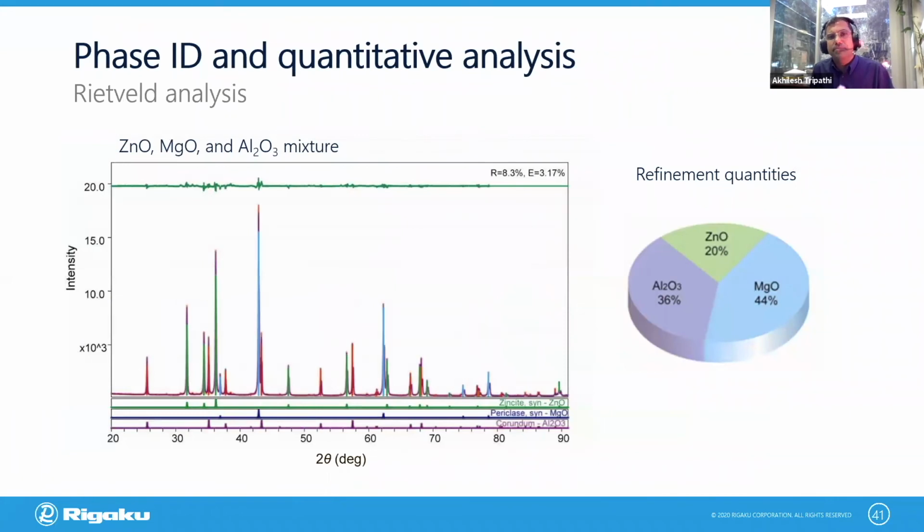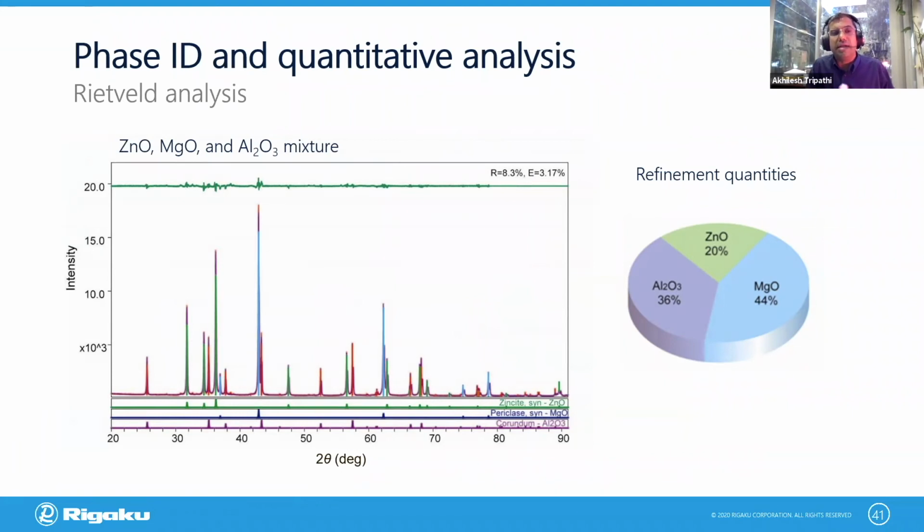So phase ID is quite straightforward these days, as long as you don't have 15 or 20 phases. I'll try to show that in an example today. So this is a mixture of zinc oxide, magnesium oxide, and alumina. Could put it in the case of ceramic type material, as Dave mentioned.